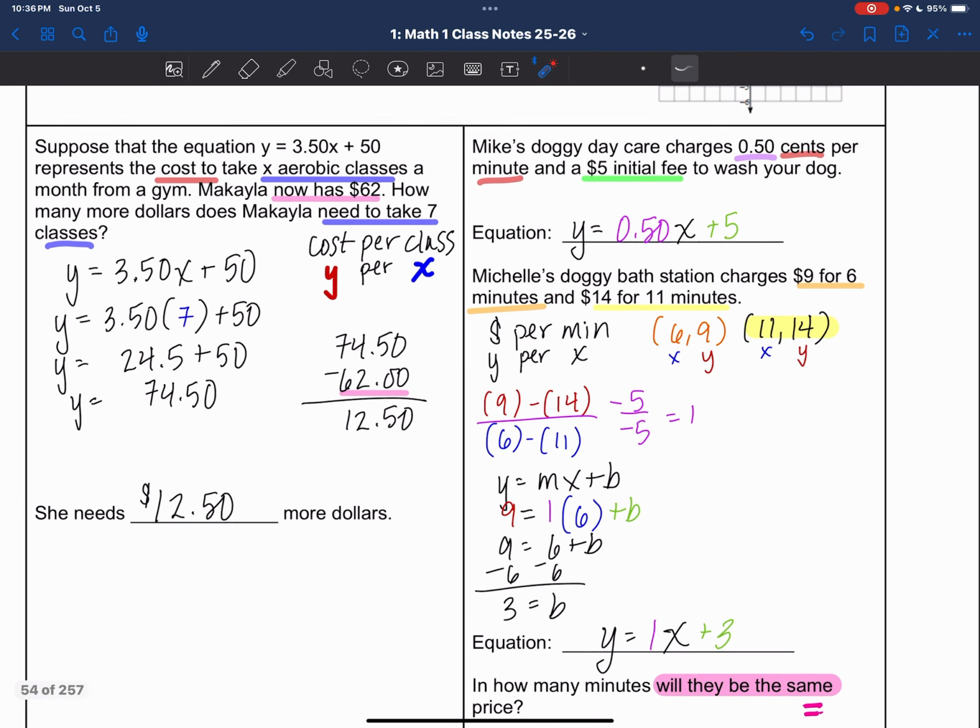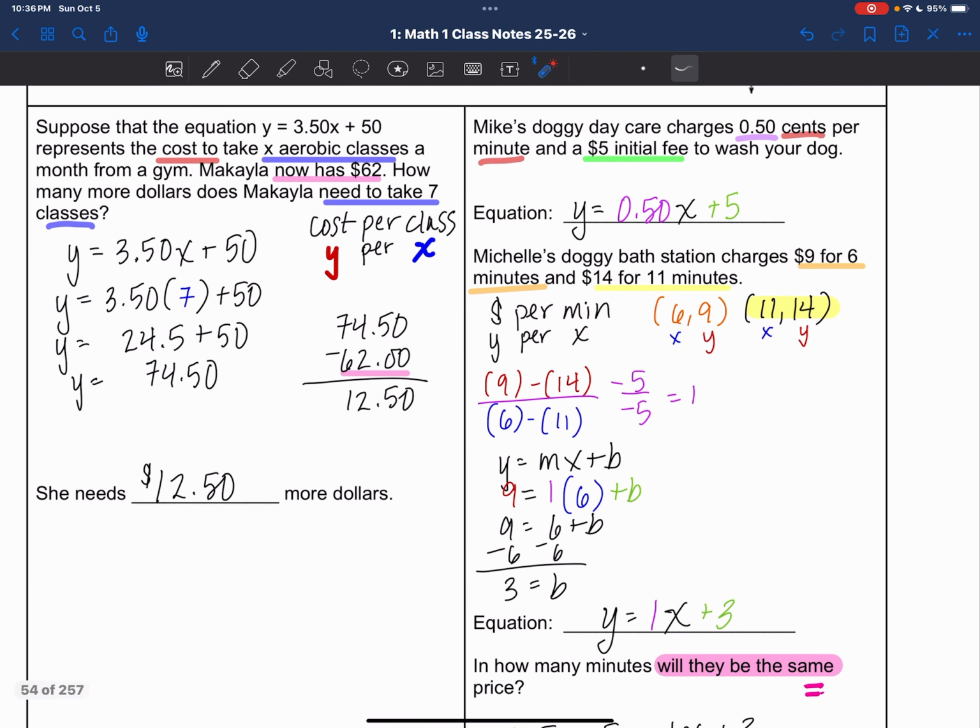All right, and this one is Mike's Doggy Daycare. He charges 50 cents per minute and a $5 initial fee. So since it said cost per minute, I know my cost is my y and minutes are the x. So Mike's equation is right here, and it gave us all that information. But for Michelle, we have to figure it out. So we have to make ordered pairs.